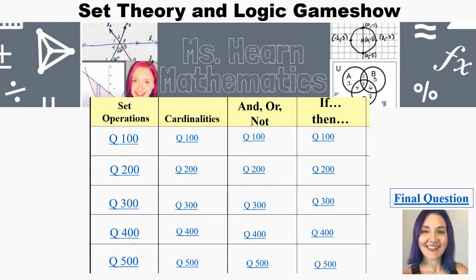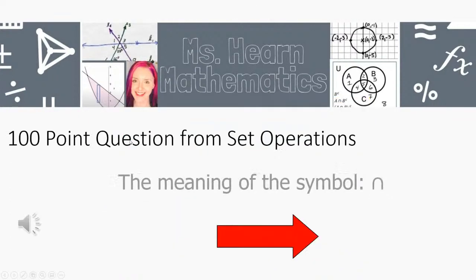So those are the points that you get in the game, the 100, the 200, the 300. I'm gonna pick set operations for 100, and then if you get the answer right, the first answer you get right, you get to pick the next category and amount. And people can jump in and out. You don't have to stay for the whole time. Okay, so I'm gonna click set operations.